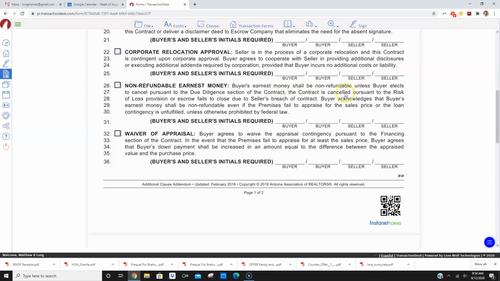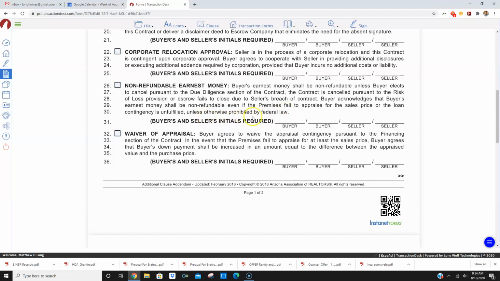Buyer's earnest money shall be non-refundable unless buyer elects to cancel pursuant to the due diligence section of the contract, the contract is canceled pursuant to the risk of loss provision, or escrow fails to close due to seller's breach of contract. Buyer acknowledges that buyer's earnest money shall be non-refundable even if the premises fail to appraise for the sales price or the loan contingency is unfulfilled, unless otherwise prohibited by federal law.